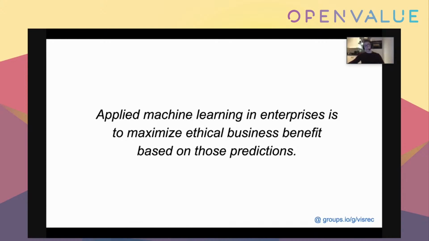For businesses, for enterprises, it's slightly different or more or less the same. Basically, applied machine learning in enterprises is to maximize ethical business benefit based on those predictions. So use those predictions to make business decisions really.